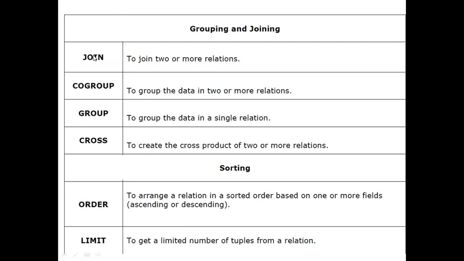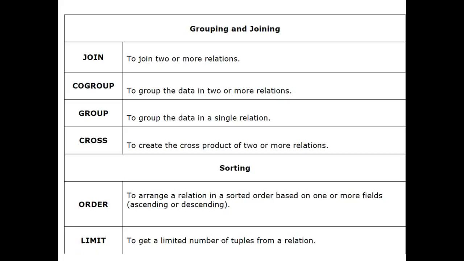There is a difference between group and cogroup. Grouping can be done on a single column, as well as on more than one column. I told you, right? Grouping can be done on more than one column as well.